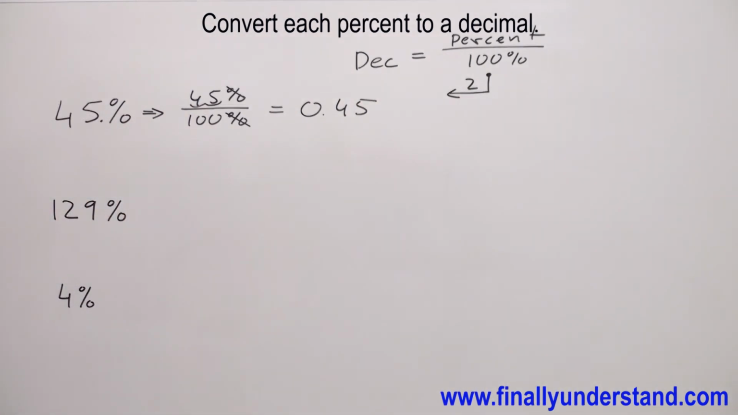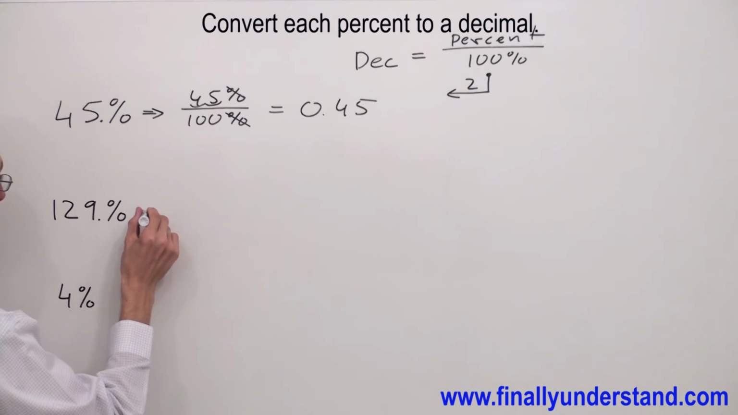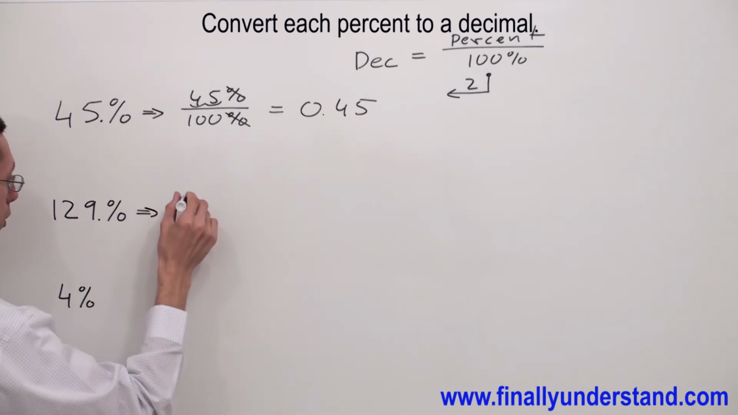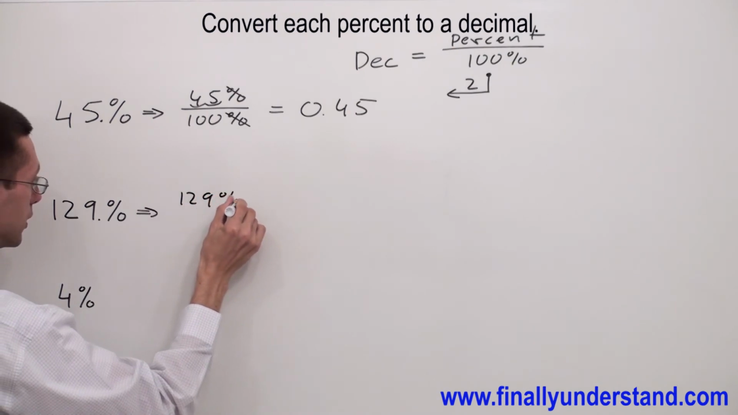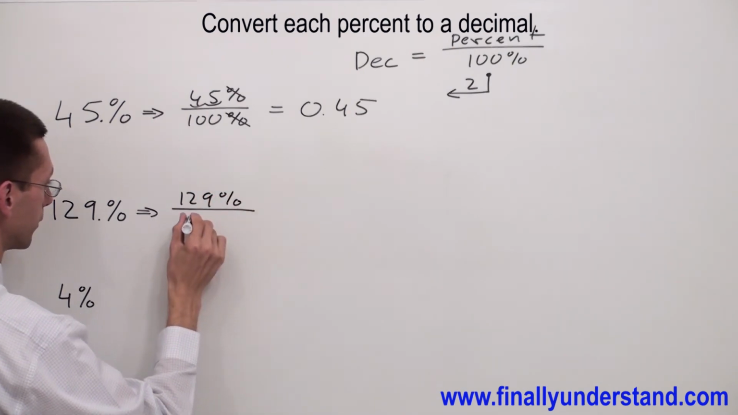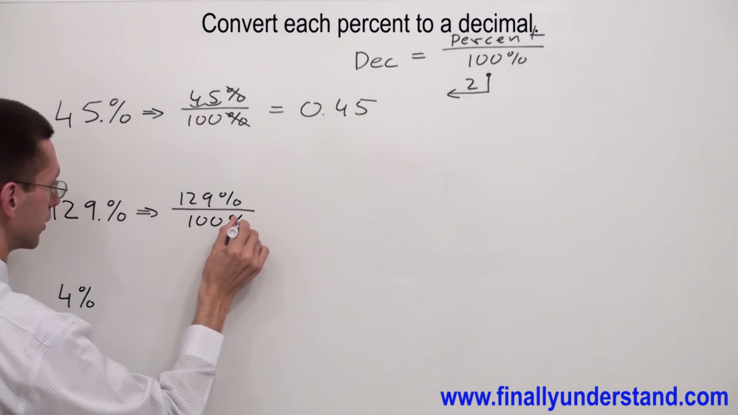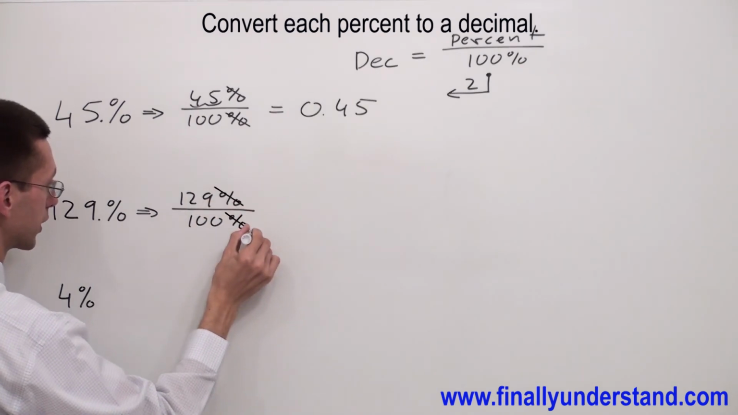Now let's take a look at another example. Again, we do not have a decimal point. I mean, the decimal point is invisible. I have to make it visible. Okay, in order to convert this to the decimal number, you have to take the percent number, 129%, and divide that number by 100%. Percent and percent will cancel out.